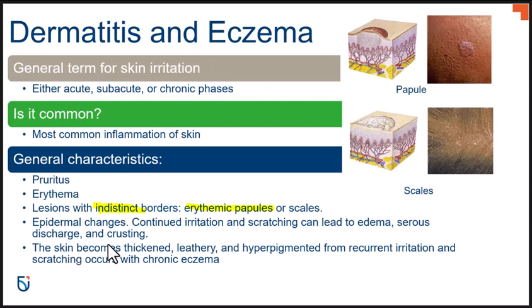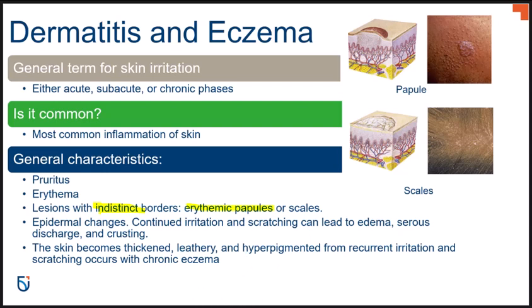So what are some of the sorts of things that you'll see on the skin? Well, obviously there's changes in what will be considered the normal epidermis. And it can get worse because there's this continued irritation and scratching that can lead to other problems: edema or swelling, a serous discharge, which is like a thin, clear fluid, and crusting can occur. Over time, if these lesions are chronic, the skin can become thickened, almost leathery in appearance. It's not uncommon for hyperpigmentation to occur because of the constant irritation and scratching that occurs with chronic dermatitis or eczema.